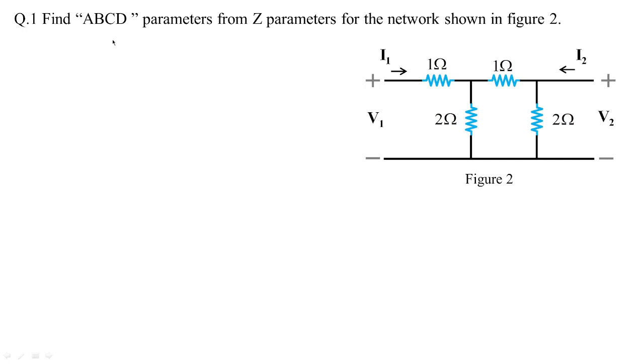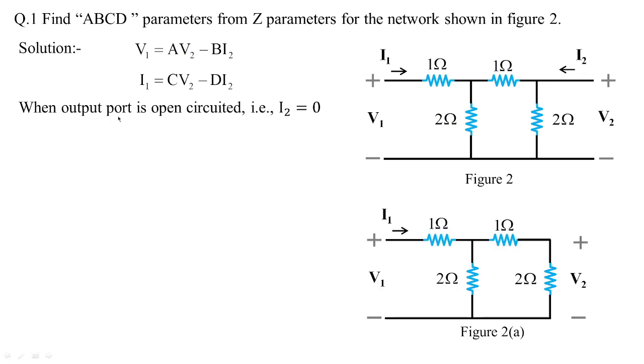So let us go with the normal approach to find out the ABCD parameters. The standard ABCD parameters are given by the equations V1 is equal to AV2 minus BI2, and I1 is equal to CV2 minus DI2. Now what we need to do? We need to take the output port and open circuit it. When the output port is open circuited, I2 goes to 0, and we are left with figure 2a from figure 2.